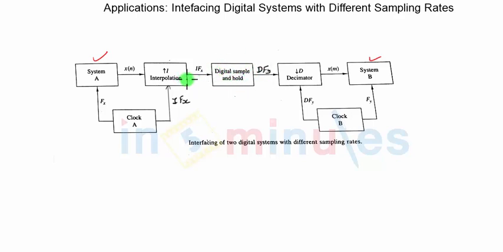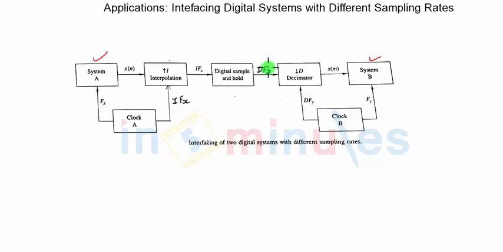Simply because the output of system A will now come at the rate of IFx, but before it goes to the second system, in which we will have a decimator block at the input side, we will have to resample the signal. We'll have to convert the output to the rate DFy, and for that reason we have the digital sample and hold circuit. Signals from the digital sample and hold circuit will be read at the input of the second system at the rate DFy.